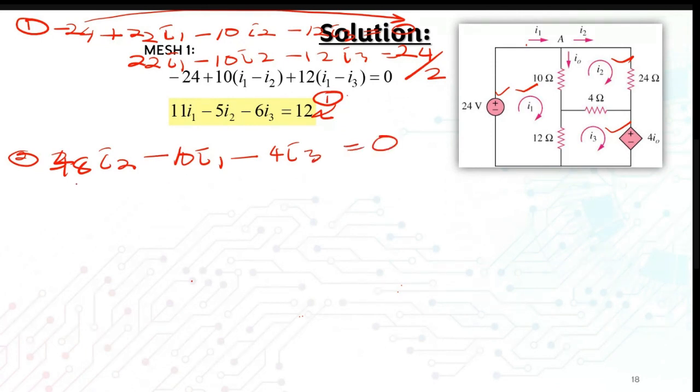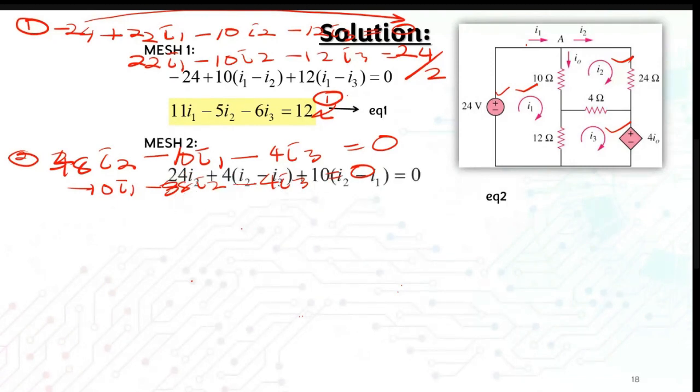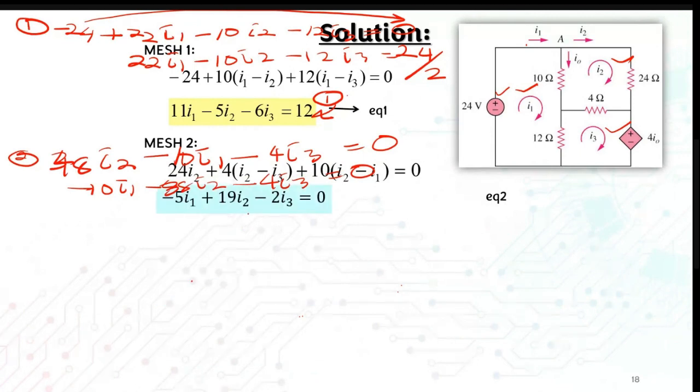You can rearrange this equation where you put I1 first, then I2, then I3, so that you get 10 I1 minus 38 I2 minus 4 I3 equal to 0. You can simplify this as well by dividing it by 2, so that you will have this equation. Same goes for mesh 3.